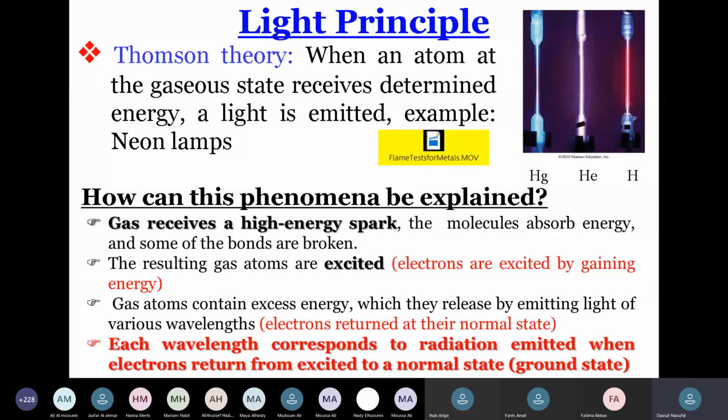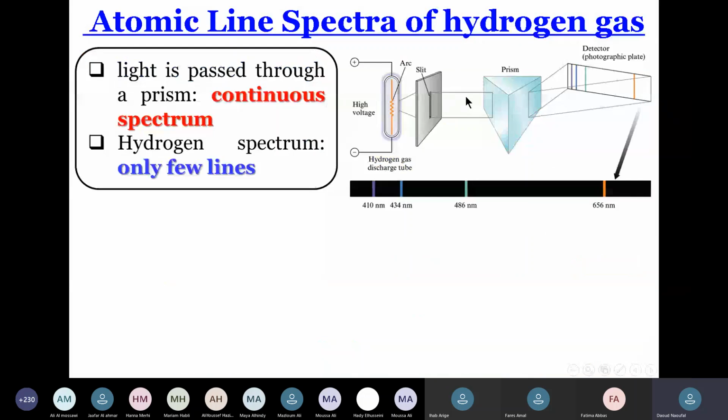This is the experiment. We have a tube containing gas. The gas is submitted to high voltage. We will have emission of light, of polychromatic light. What is the meaning of polychromatic? Of several wavelengths, of several lambda. A prism will separate this light according to their wavelengths. And in case of hydrogen, we observe 4 lines, and each line corresponds to a wavelength lambda.